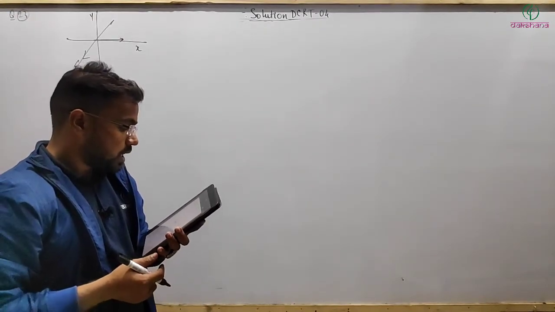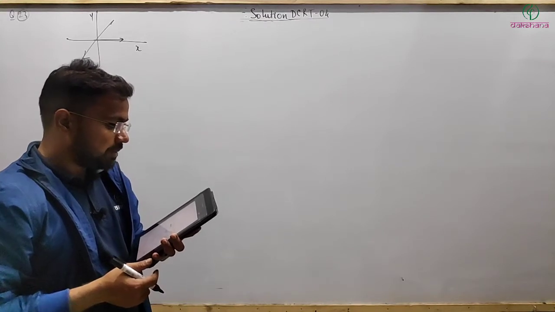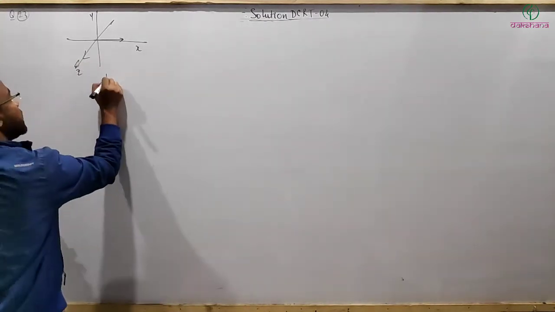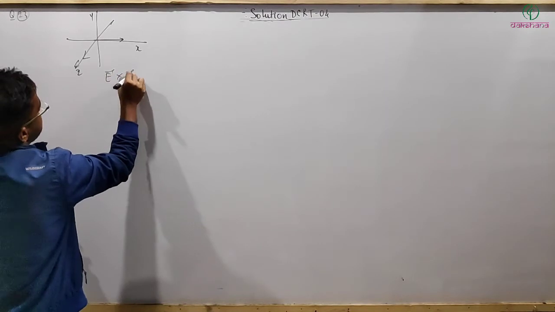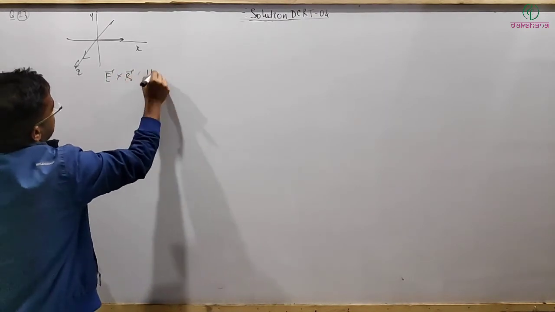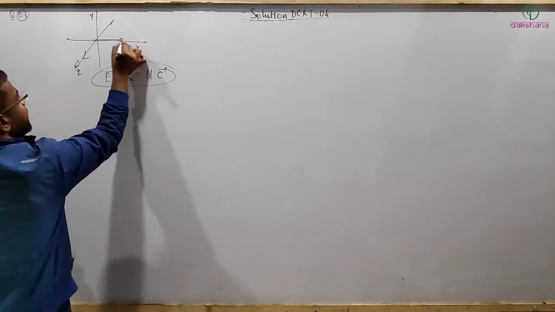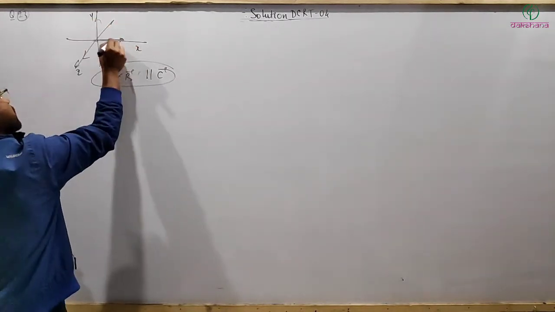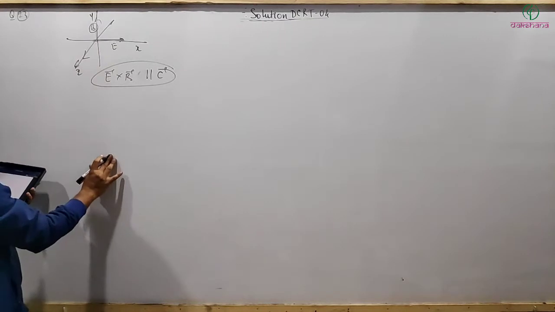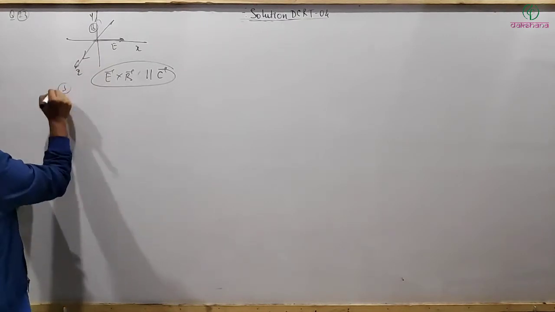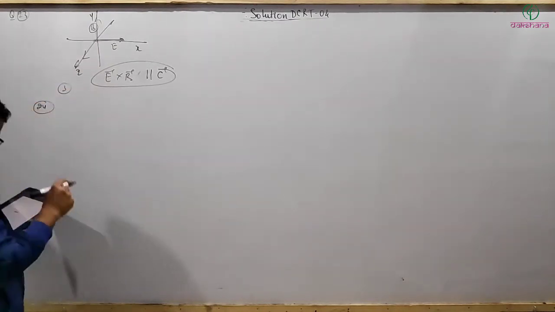Second option, E is minus i cap and B is j cap. For that you need to check that E bar cross B bar must be parallel to C bar, meaning in the direction of propagation of the wave. That will come only when the electric field is in this direction and the magnetic field here, and that's matching with option number 3 only. So question number 24 next.